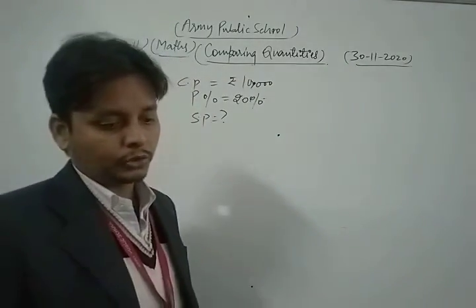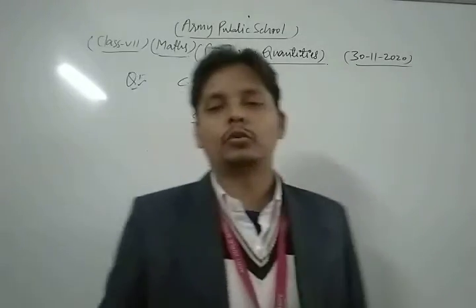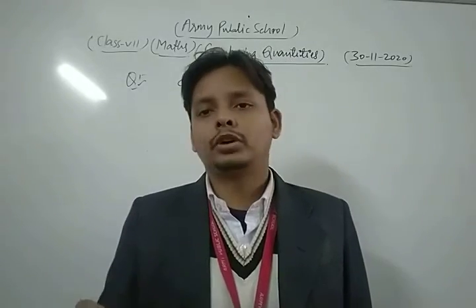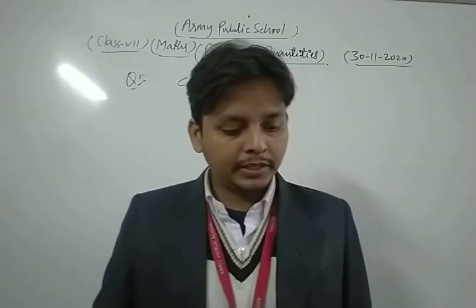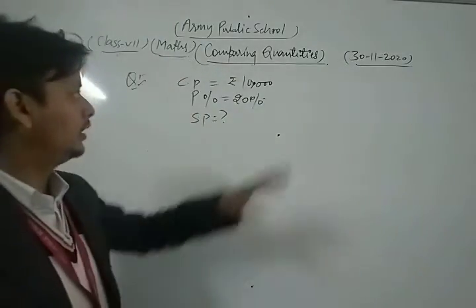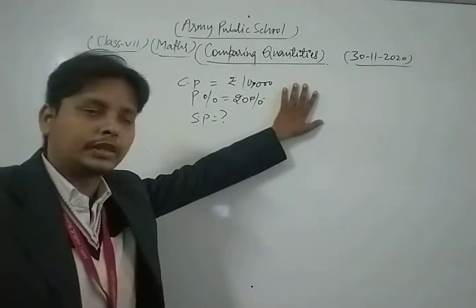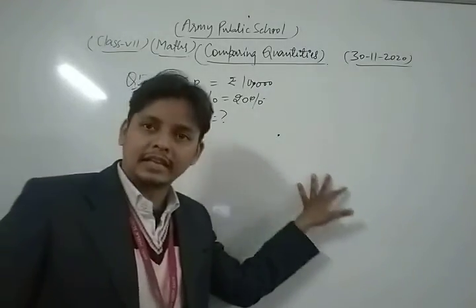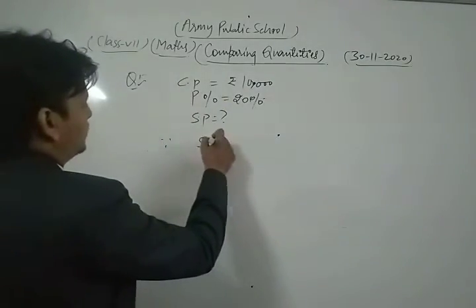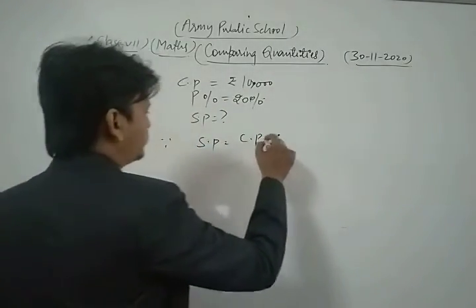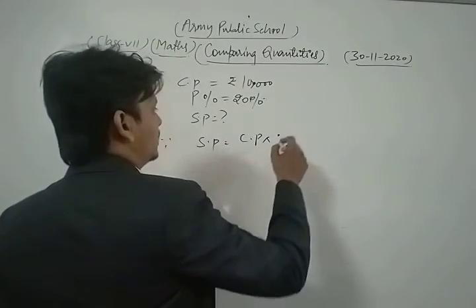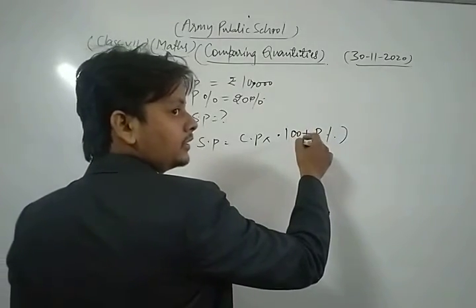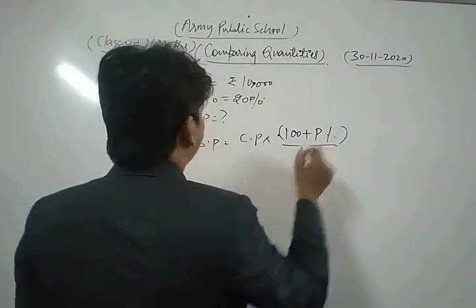Okay, let's see the question once more. Listen carefully. I buy a TV for rupees 10,000 and sell it at a profit of 20%. How much money do I get for it? So in that question, the cost price of the TV is 10,000, the profit percent is 20%, and we find the selling price. So since we know that selling price is equal to cost price into 100 plus profit percent upon 100.